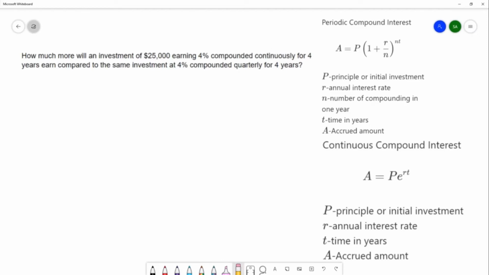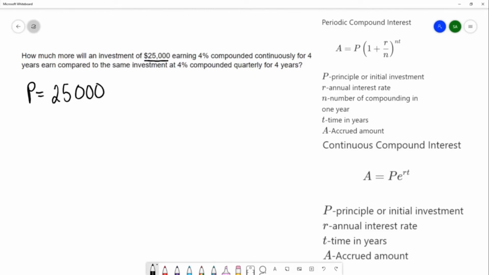So I'm going to calculate what the investment would be if we took that $25,000 and had an interest rate of 4% continuously. I'll also do the calculation of $25,000 invested at 4% compounded quarterly. And then we're going to be able to compare them. Going through the problem, the first thing we notice is that we have $25,000 as our investment. That's our principal, our initial investment.